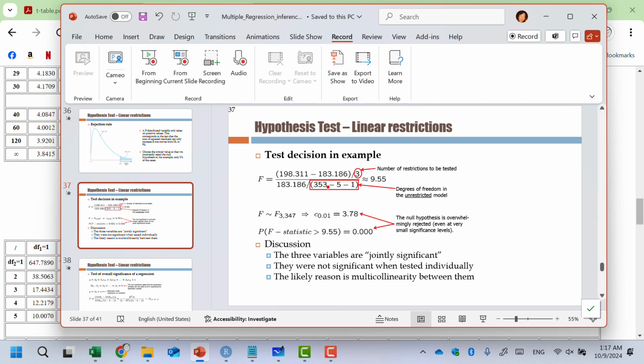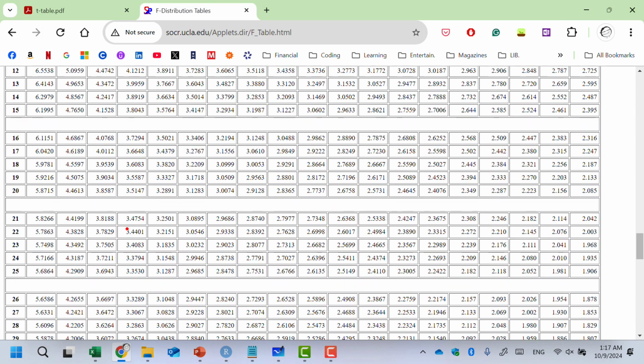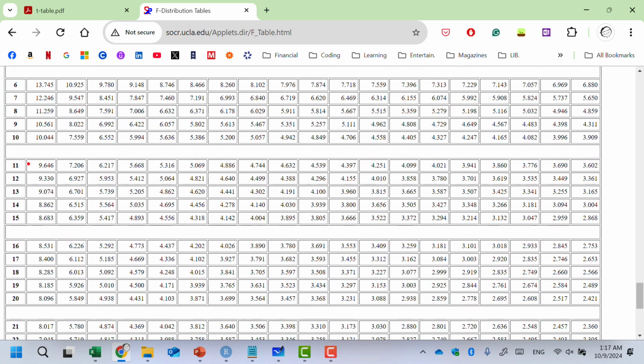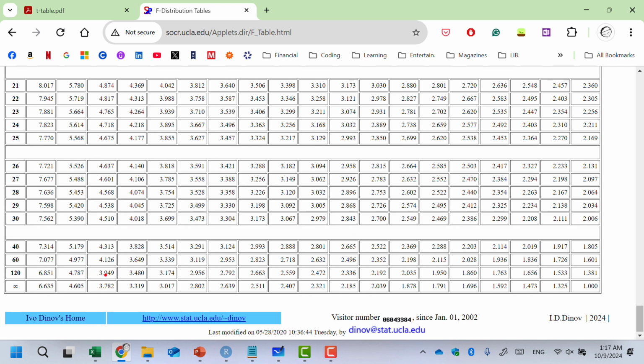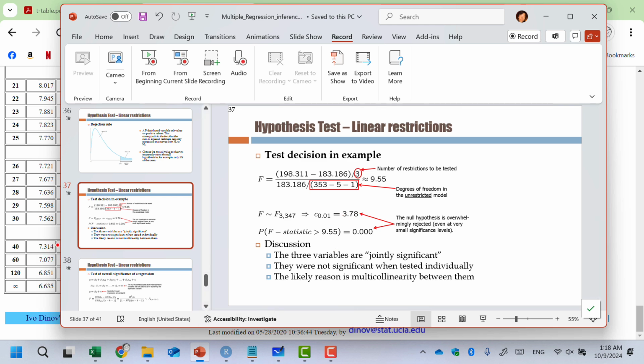Our degree of freedom is like 350. So that's why the critical F, this is the 0.01 case, is 3.78. This is 0.01, and the third column. If you go down to 120, this is 3.9. Well, infinity is 3.7. So in our case, with degree of freedom 350, it's between these two numbers. So that's why we got 3.78.